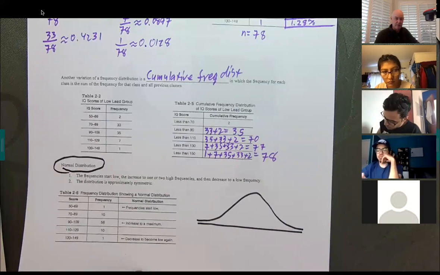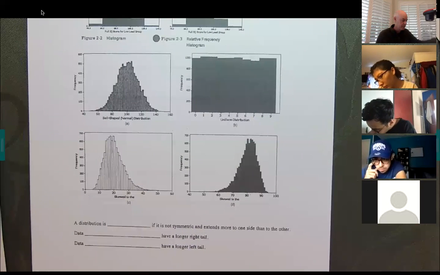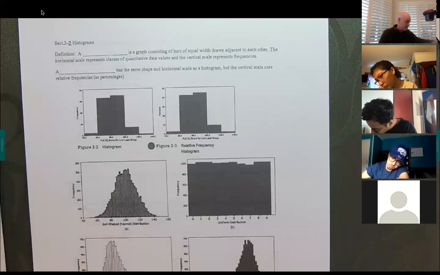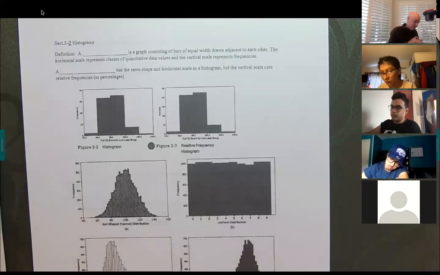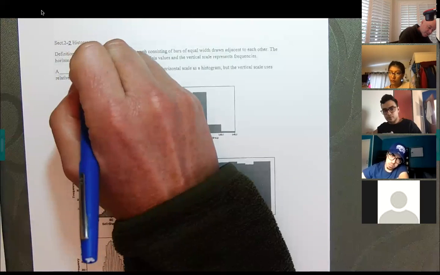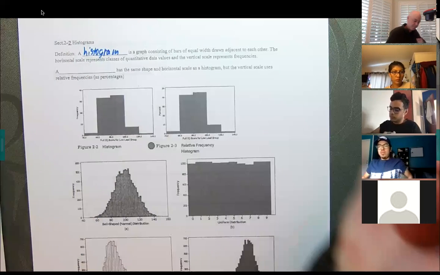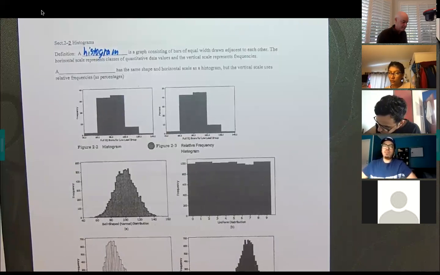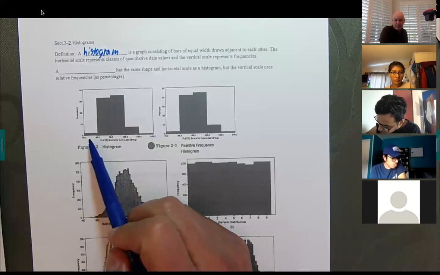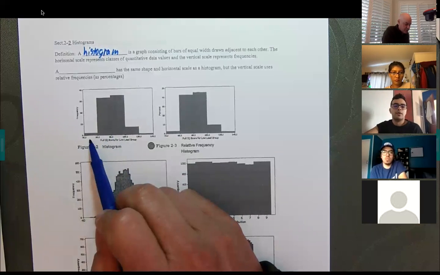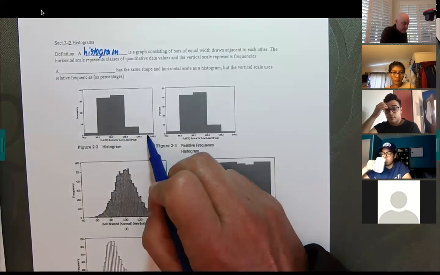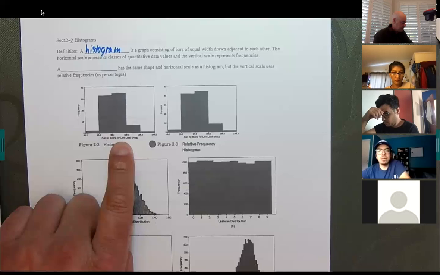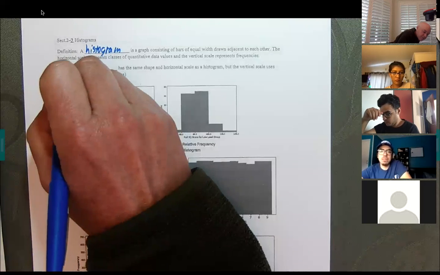All right. We're on to histograms. A histogram is a graph consisting of bars of equal width drawn adjacent to each other. It kind of looks like a big black blob here, but you can see there's 1, 2, 3, 4 classes, 5 classes in this case. We include this last one. This is the IQ data that we've been using today. And there is a relative one as well.